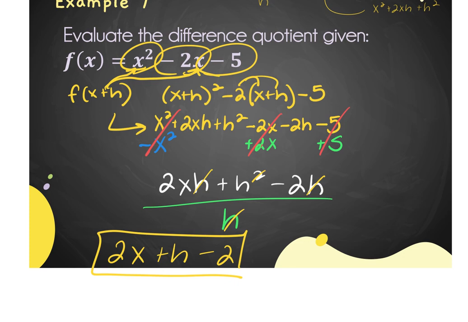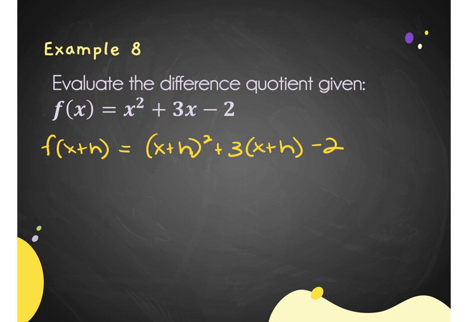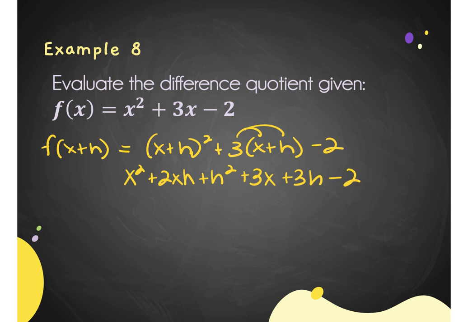The f of x plus h part, right? is x plus h squared plus 3 times x plus h minus 2. And then x plus h squared is x squared plus 2xh plus h squared. I'm going to distribute the 3, plus 3x plus 3h minus 2. So that whole thing is the f of x plus h.